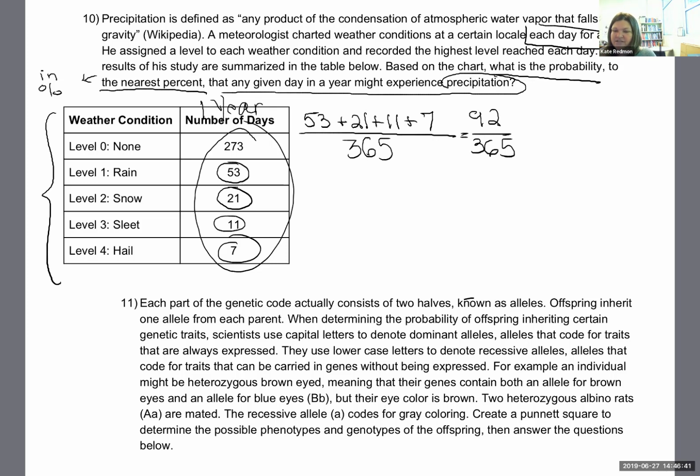Okay, 92 out of 365. Now, do I have any clues about what style answer they want, since there's multiple ways to answer probability questions? Percent, the nearest percent. Beautiful. So I will divide 92 divided by 365. And thank you for humoring me for asking the same questions again and again, David.